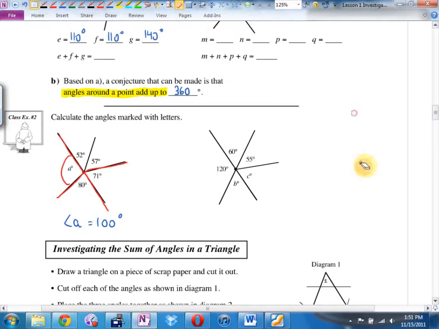Example 2. The second one. Let's assume, Shay, that they want us to find B first. So the question I'm going to ask myself is, how can I find B? How big is B? Oh! Here, I do have a perfect X, which means that this angle and this angle will be the same size.